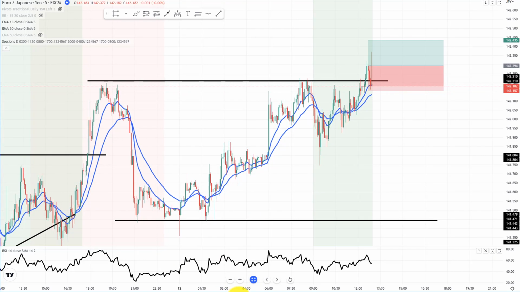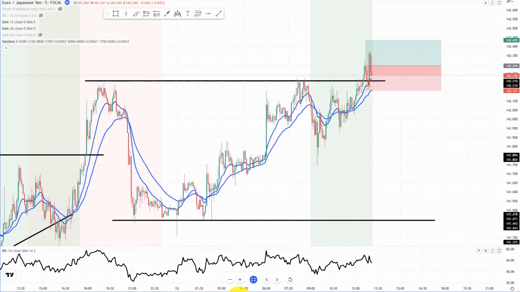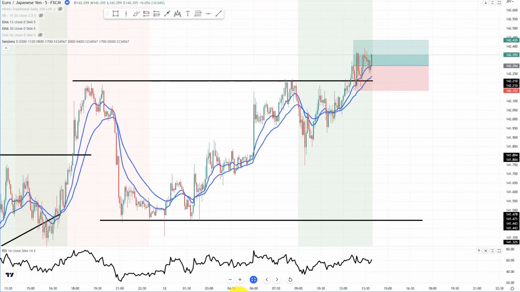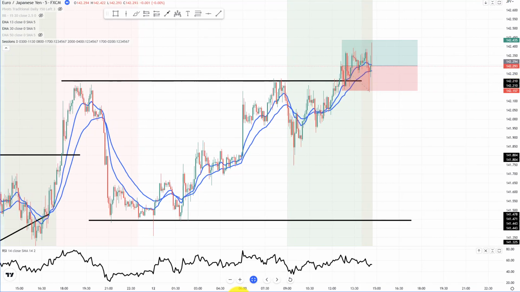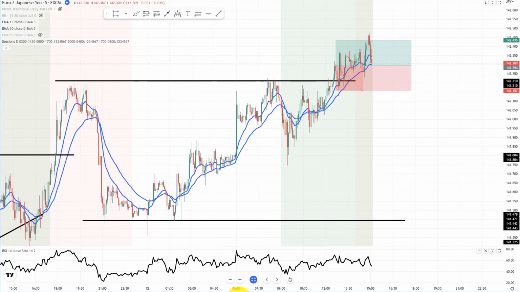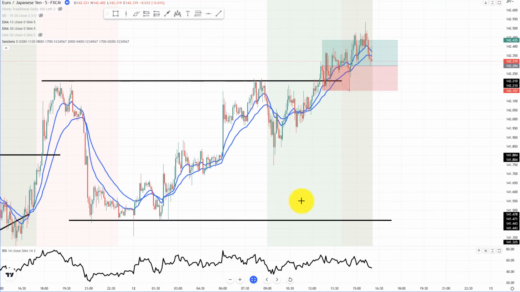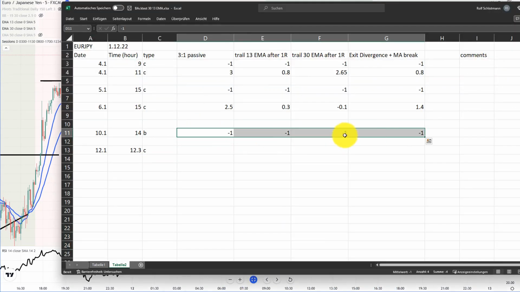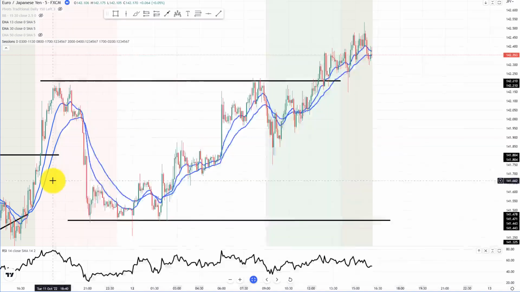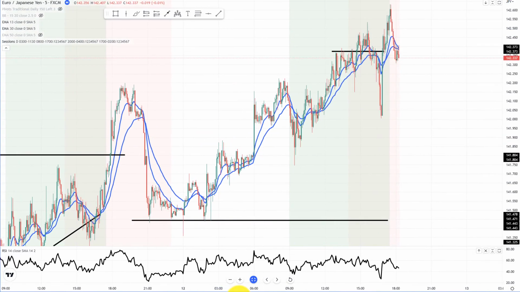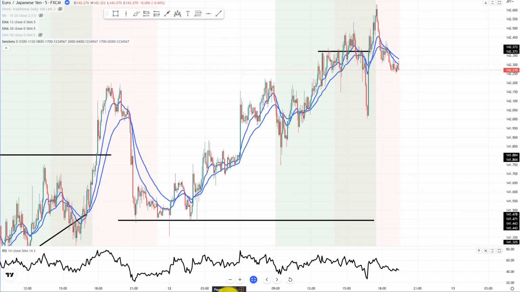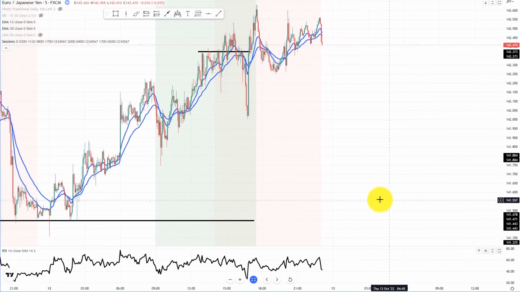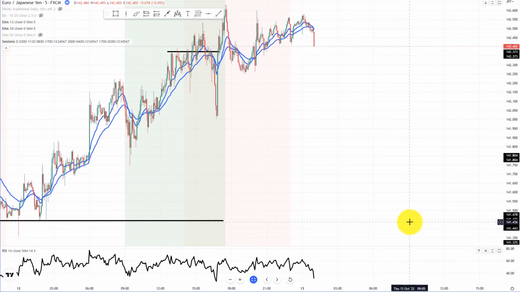Retest. Survived, but so much volatility. Hold your breath. And we're out. Let's just see, New York is opening. Okay, we are out here. Lots of fake outs. London is closed. Now we're waiting for the next New York open here.